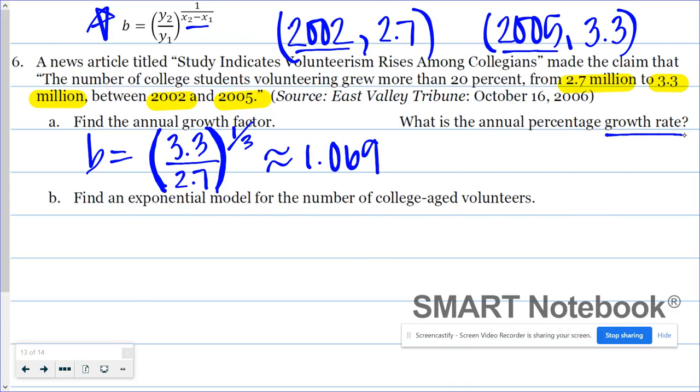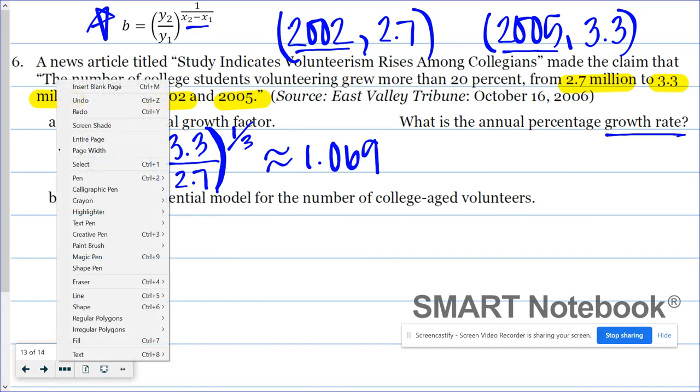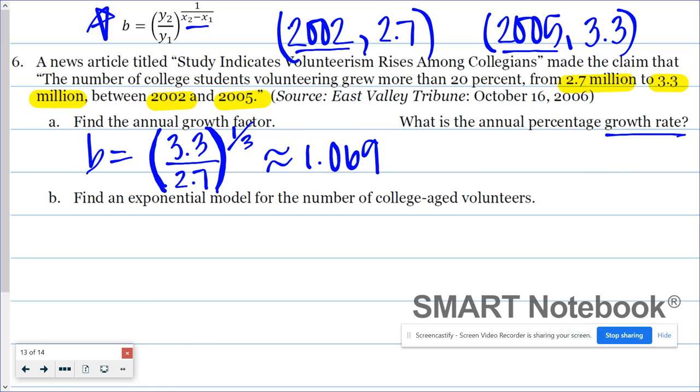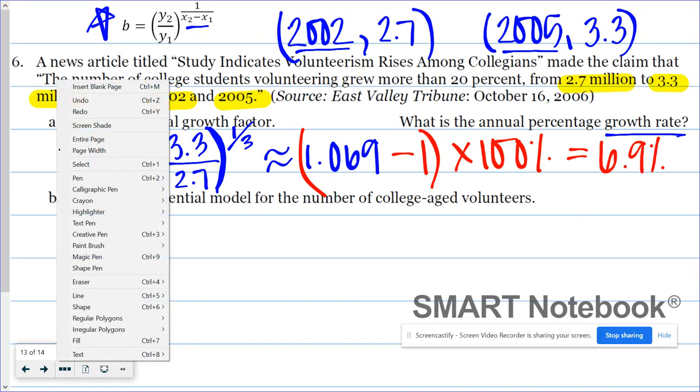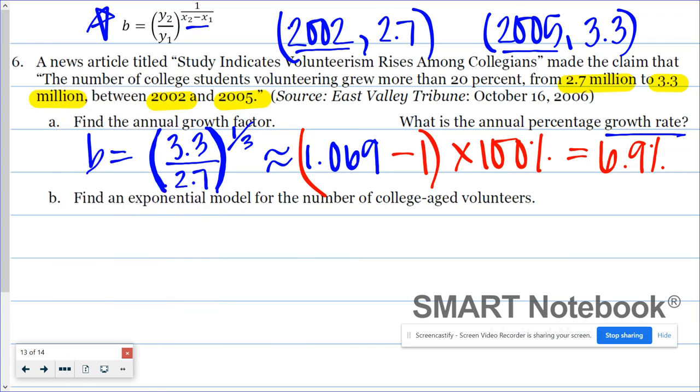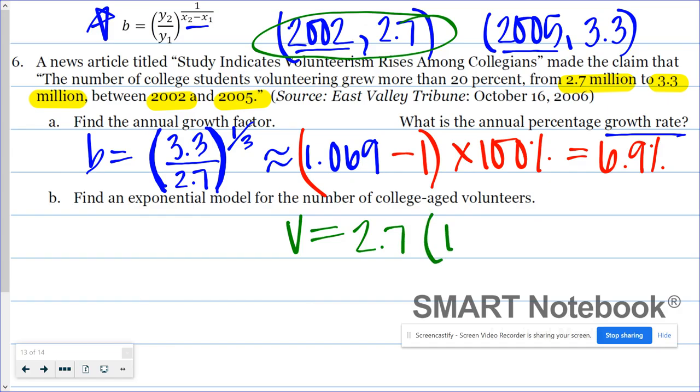What is the annual percent growth rate? Well, remember, in order to get the rate, I have to go base minus 1 times 100%. So if I take 1.069 minus 1, multiplied by 100%, we end up with 6.9%. Find an exponential model for the number of college volunteers. We could use V for volunteers is equal to the initial amount, which was 2.7, and then our b value, 1.069, and we can use t for years. And so here we have it, an exponential function for the number of volunteers.